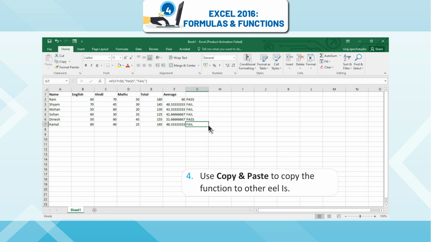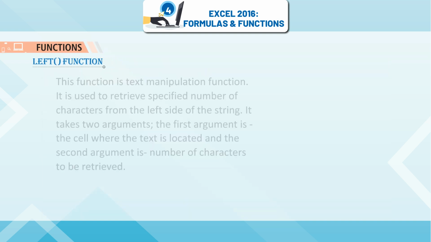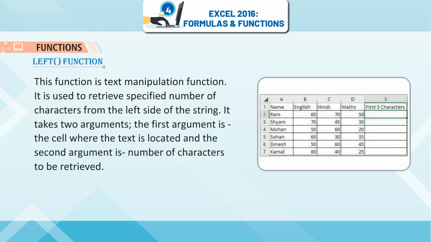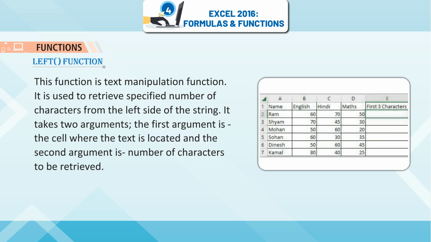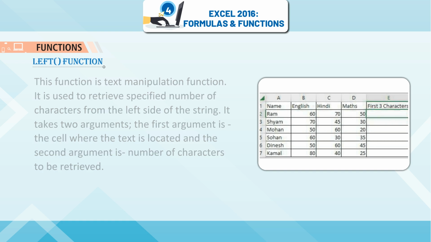Use copy and paste to copy the function to other cells. LEFT function. This function is a text manipulation function. It is used to retrieve a specified number of characters from the left side of the string. It takes 2 arguments. The first argument is the cell where the text is located and the second argument is the number of characters to be retrieved.